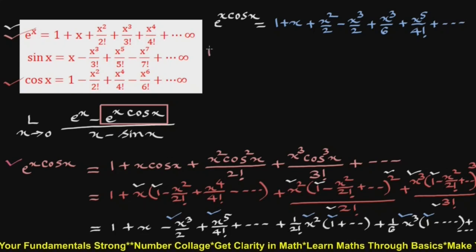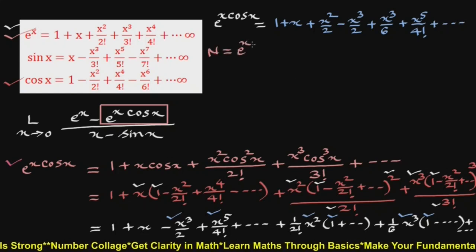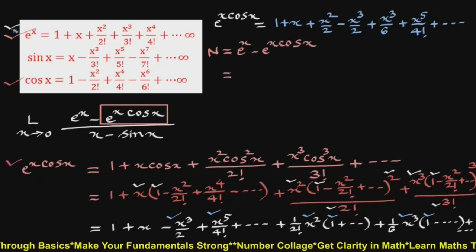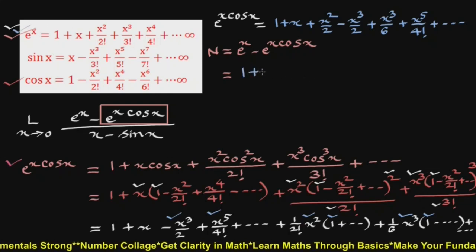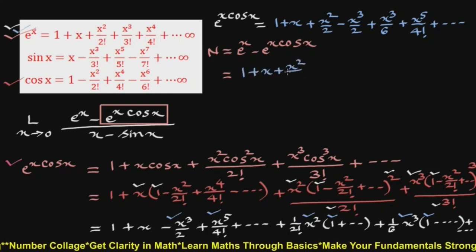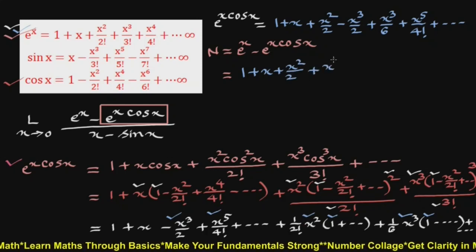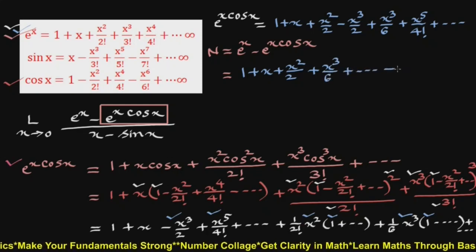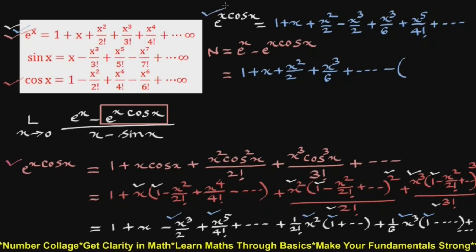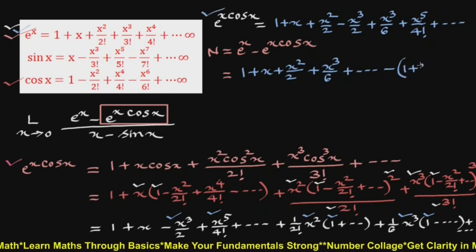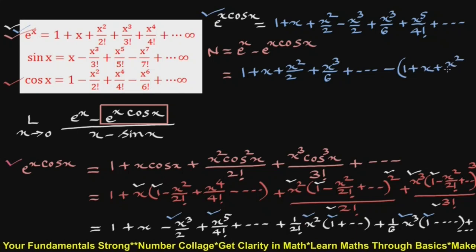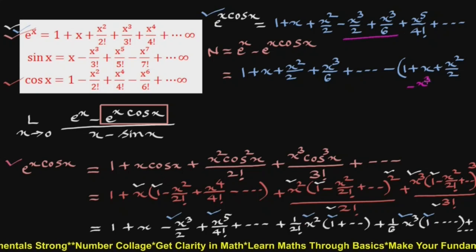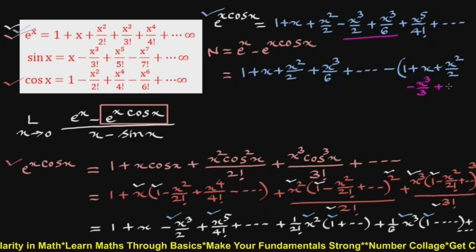Now we write numerator, which is e raised to x minus e raised to x cos x, which is expansion of e raised to x from here, 1 plus x plus x square upon 2 factorial, which is 2, plus x cube upon 3 factorial, which is 6, plus so on and so forth, minus expansion of this e raised to x cos x, 1 plus x plus x square upon 2 minus x cube upon 2 plus x cube upon 6, will be minus x cube upon 3 plus so on and so forth.